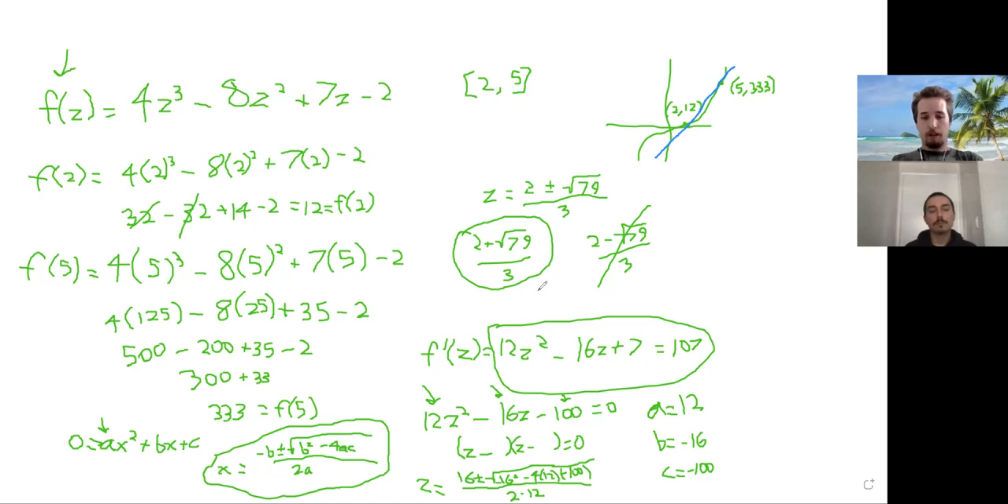This is equal to about 3.6, which is between the interval 2 to 5. So Z is equal to 2 plus square root of 79 over 3. That is where it's equal to the average slope of 107. And this one is not a valid answer because it doesn't fall in the interval 2 to 5.